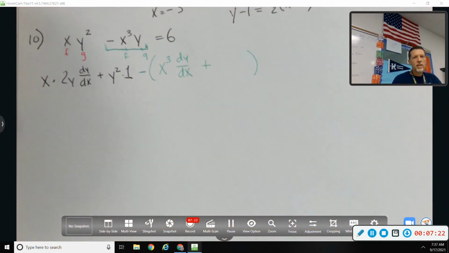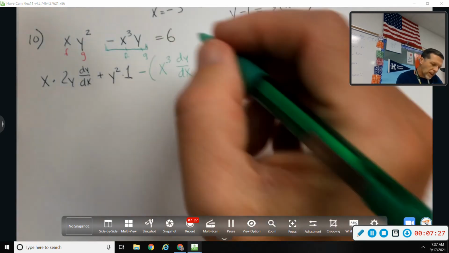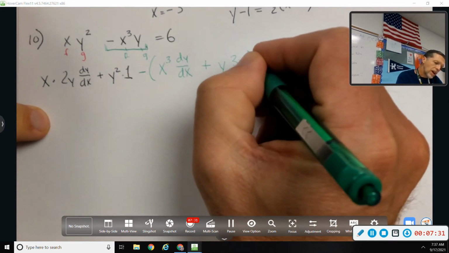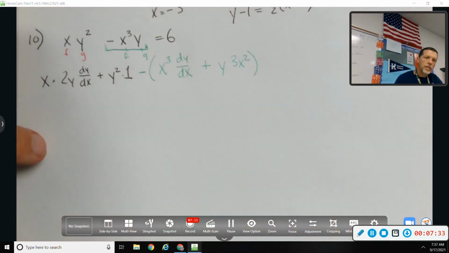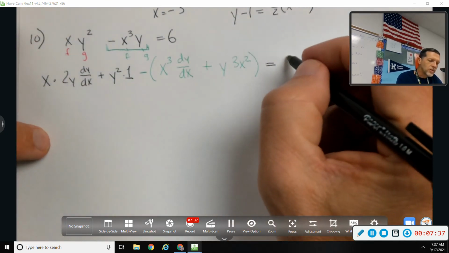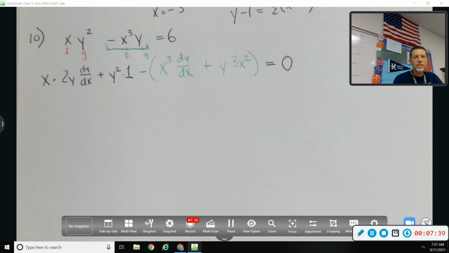plus, vice versa. So the second one is y. The derivative of the first one is 3x squared. And then equals 0, because the derivative of 6 is 0.